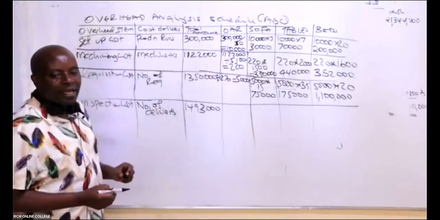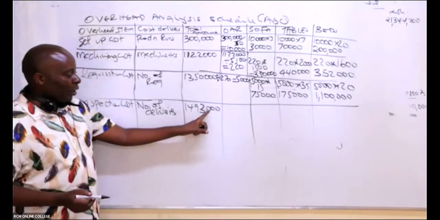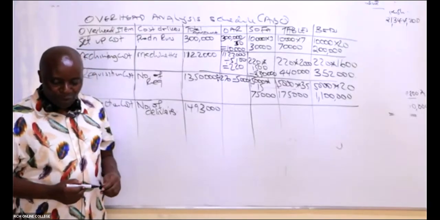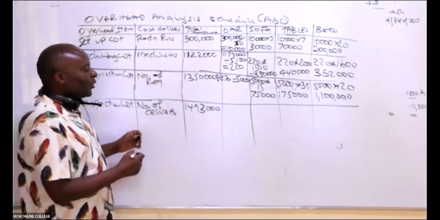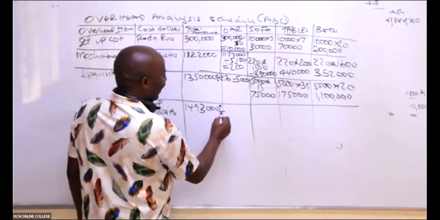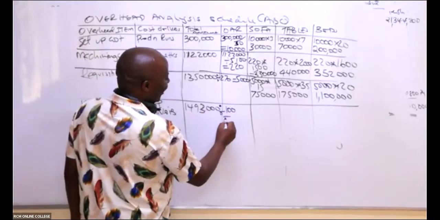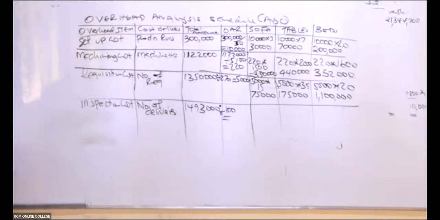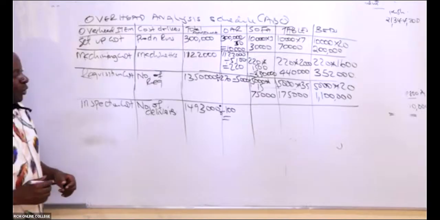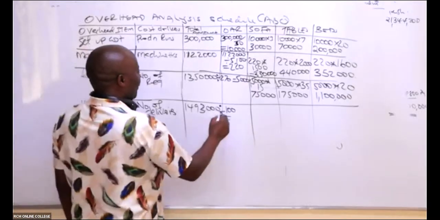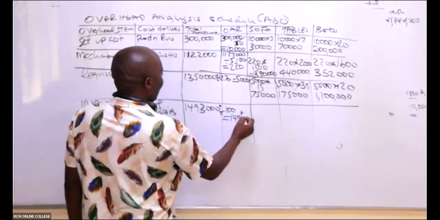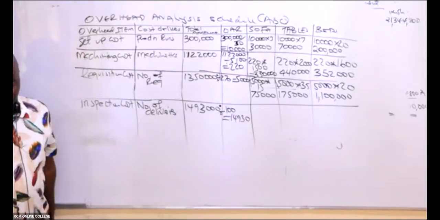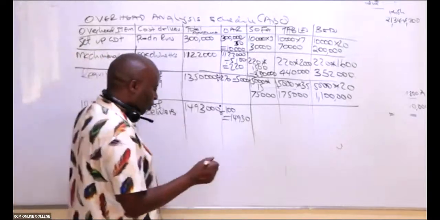So are you able to get the OAR? The OAR, you see, will take the total amount, which is 1,493,000. You divide it by the total number of deliveries. Are you able to see the total number of deliveries? 100. Yeah, so you're able to get that OAR. So this OAR will be 14,930.